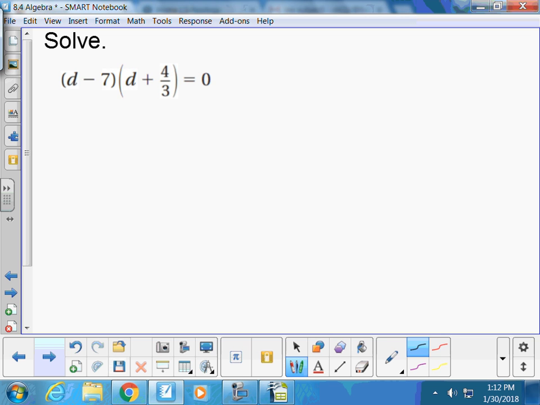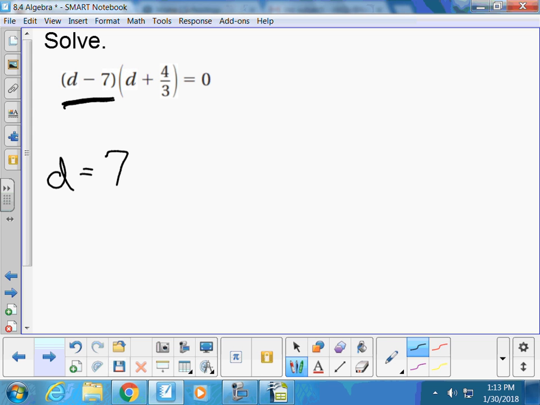All right, the numbers are getting a little bit bigger, but I'm pretty sure you can figure this one out. There's going to be two answers. We're using the zero product property again. If d minus 7 times d plus 4/3 equals 0, one of these two had to have been 0. Oftentimes you can just solve these in your head. With my Algebra 2 kids, I underline the binomial, and I ask, what is the solution to this binomial? Or what value of d would make this binomial 0? You guys know?